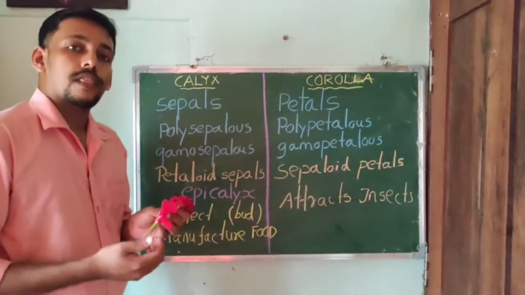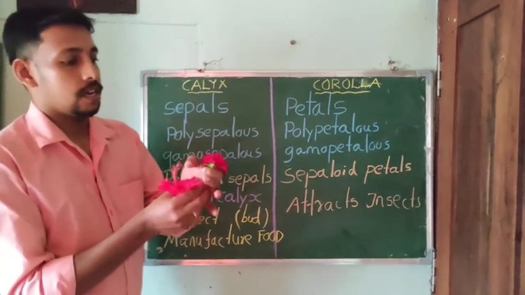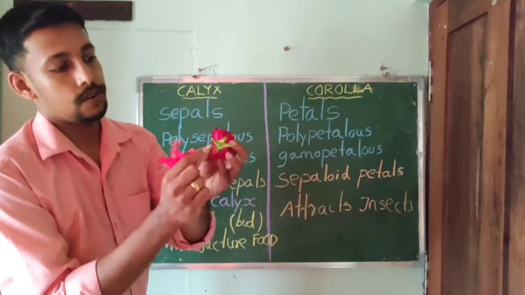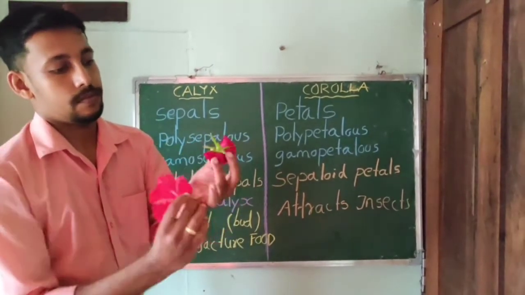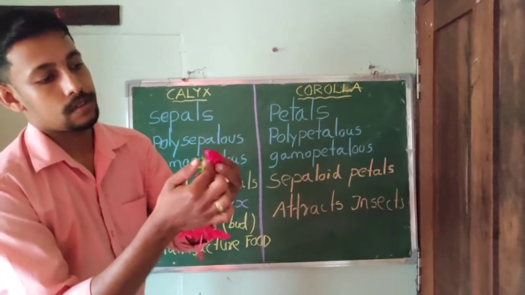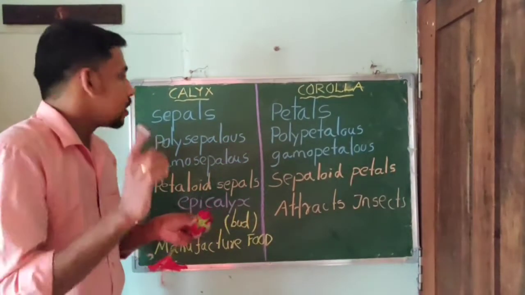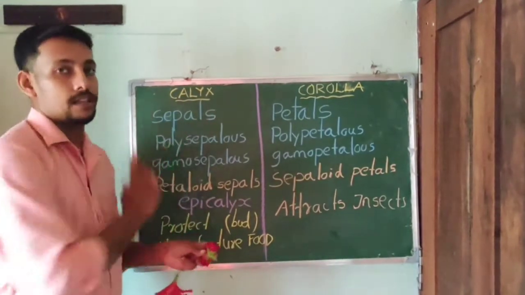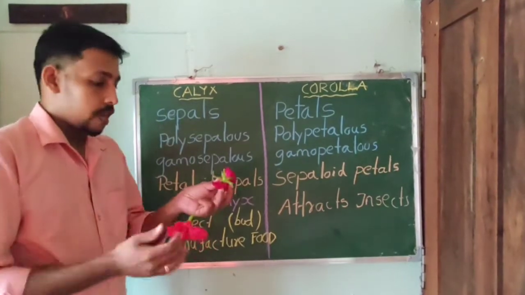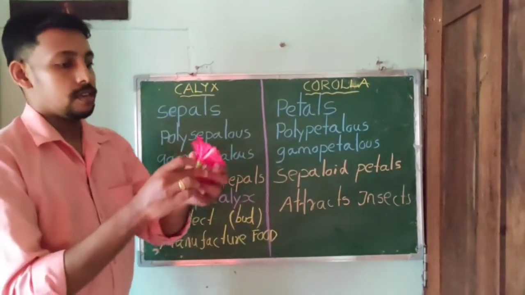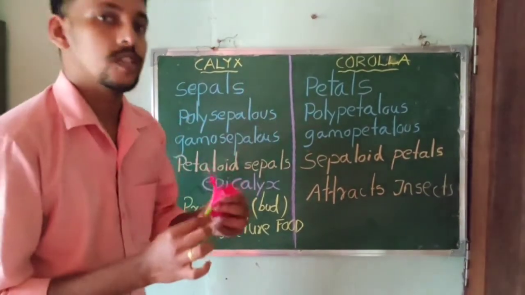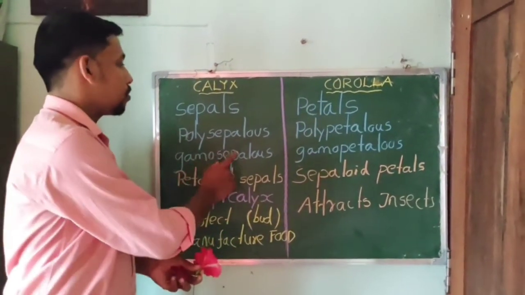In some flowers, the sepals may be free, like here. In the case of this rose, you can see the sepals are free. Such a condition is known as polysepalous. When the sepals are united, fused, like here, that condition is known as gamosepalous.